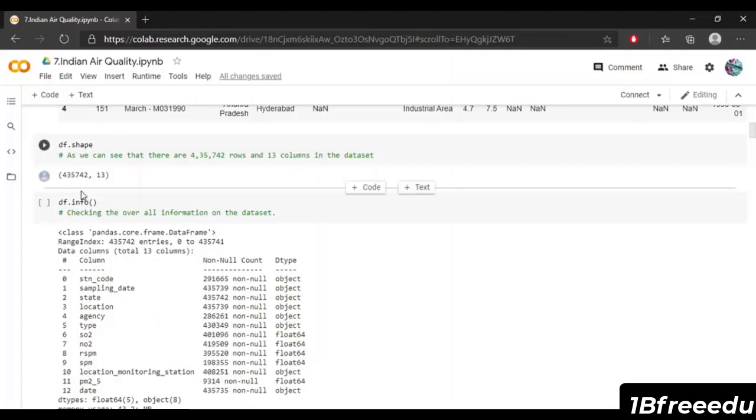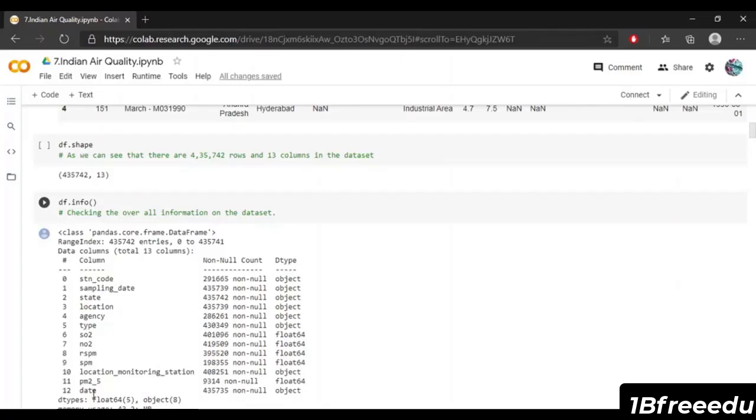So over here, we have only 291,665 rows. That means that there is a mismatch in this particular column, and it means that there are null values present in this station code column. Same thing again, we can see over here that out of 4,35,742 rows, there are only 4,35,739 rows present in our sampling date column. So that means that there are 3 missing values in this particular column called sampling date. Okay, and the same thing follows with the other columns as well, such as the state column.